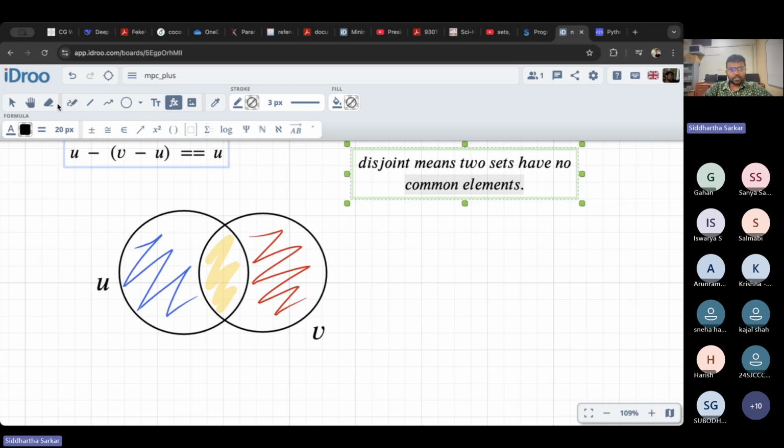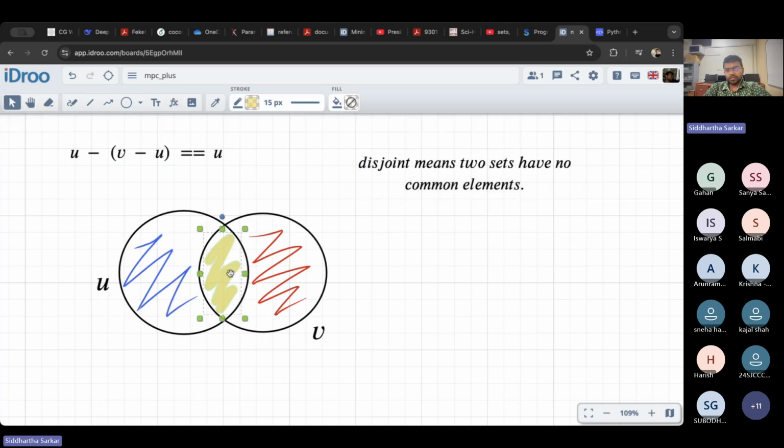So in this case, we can see that they are not disjoint. There are some common elements, but still we can see that the left hand side and the right hand side are same. There is no need for the sets to remain disjoint in the first place. So is it understood why the sets can be anything? Yes.